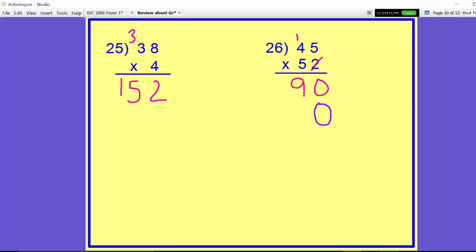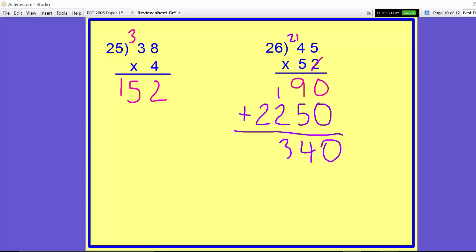5 times 5 is 25. Bring down the 5 and carry the 2. 5 times 4 is 20. 20 plus 2 is 22. So now we're going to add the products to get our final answer. 0 plus 0 is 0. 9 plus 5 is 14. Bring down the 4, carry the 1. 1 plus 2 is 3. And there's nothing to add to this 2, so we just bring the 2 straight down. 2,340 is our answer.